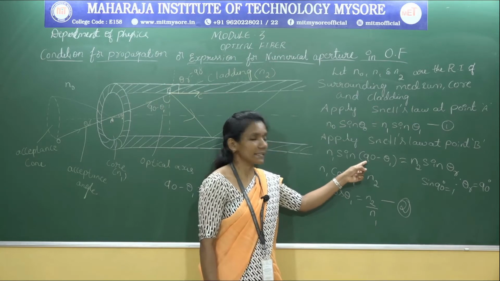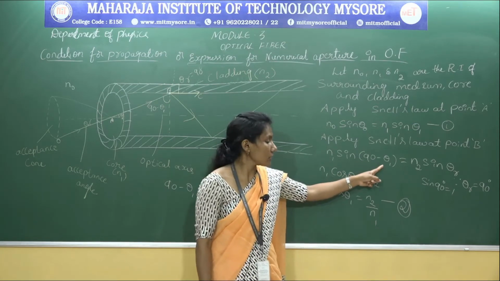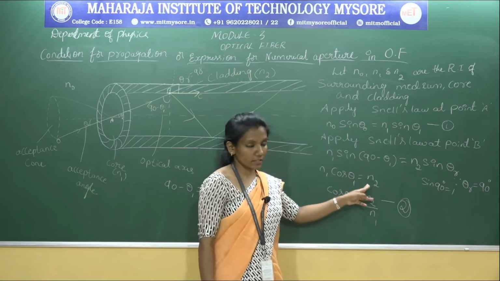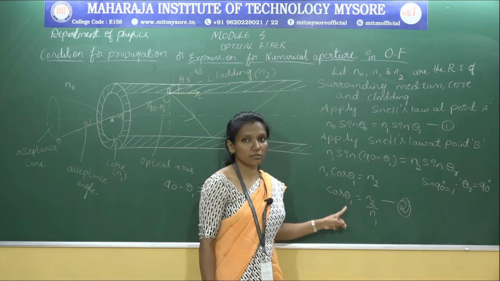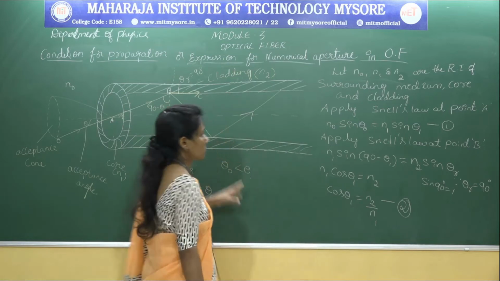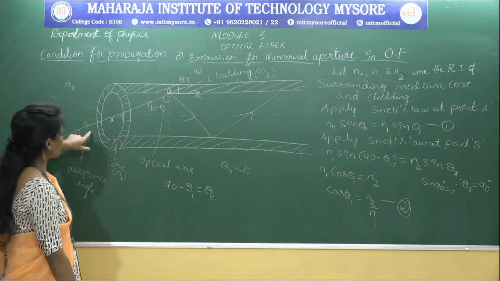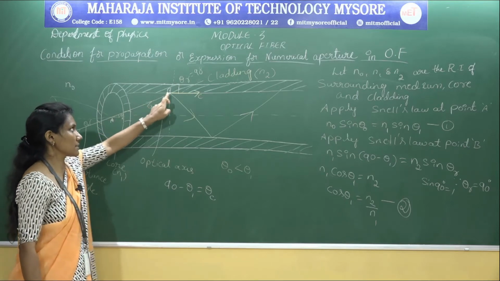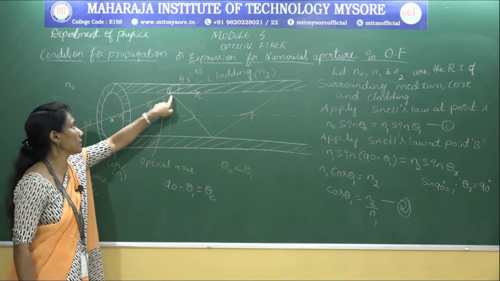For 90 and 270, sine will change: sine of 90 minus theta 1 will become cos theta 1. So that is why we will get cos theta 1 is equal to n2 by n1. First, you have to know how to apply Snell's law at point A, and what Snell's law gives at point B.